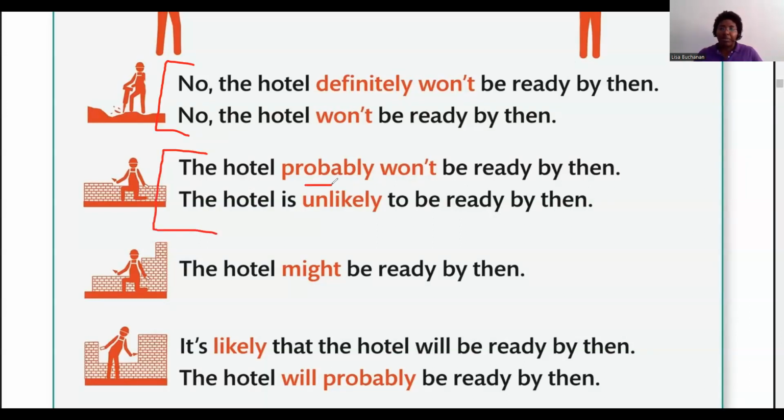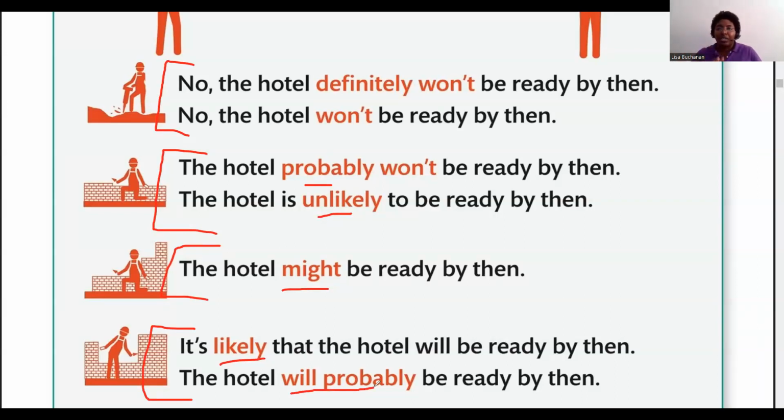probably won't be ready by then. So there's some chance, but still low probability. The hotel is unlikely to be ready by then. Also low probability. Here we start to say that there is a chance the hotel might be ready by then, or it's likely that the hotel will be ready by then. High chance. The hotel will probably be ready by then. Very high chance that it's going to happen.